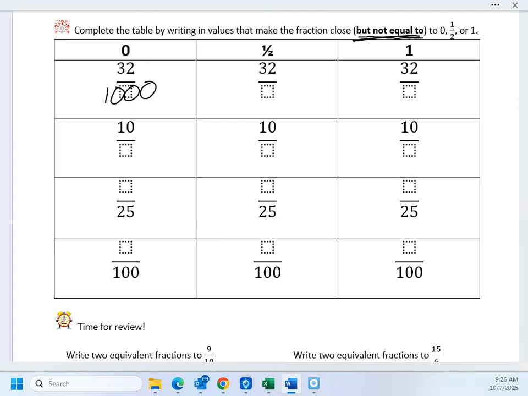What? You can make the bottom as big as. Yes, make the bottom super big. When you want it to be close to 0, you want the numerator to be small, the bottom to be huge. Okay. Now, if we want 32 to be close to the halfway mark, what do you think we should put, Jack?